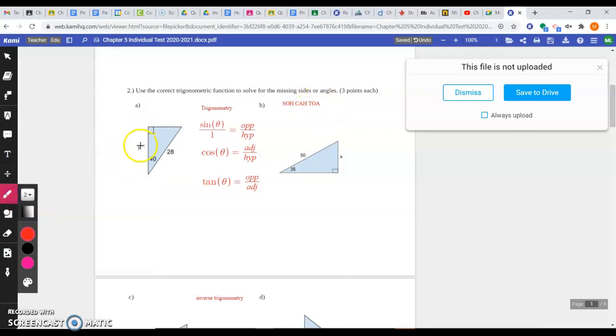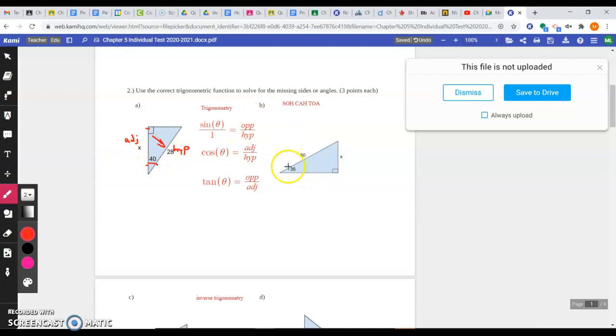Now, when you look at a triangle like 2A, you say, okay, this is my angle, 40, and this is my 90. The side between my angle and my 90 is my adjacent side. The 28 is across from my 90-degree angle, so that is the hypotenuse. I see that I have adjacent and hypotenuse, so I'm using cosine. I take the cosine of my angle, 40, set it equal to the adjacent side x divided by the hypotenuse 28, and I solve for x.